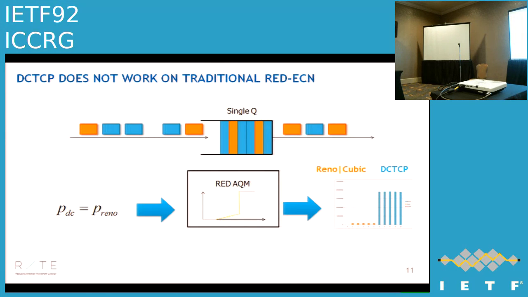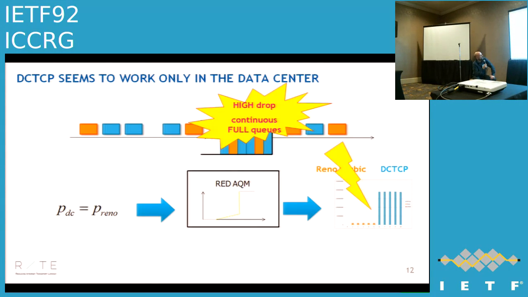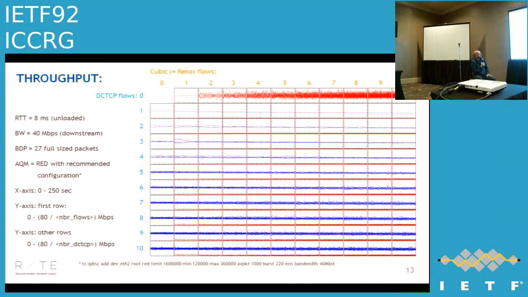They reduce to window 1, having a big round trip time, so they're completely starved. And data center TCP evenly shares the bandwidth amongst all the other flows. Next slide. So we have no fairness, a high drop level for Reno, and a continuous full queue, so that's not good.